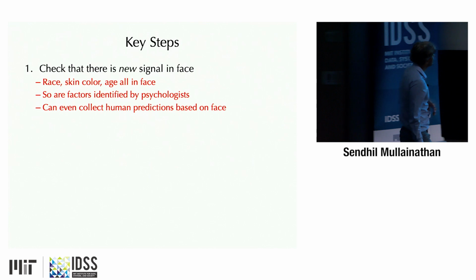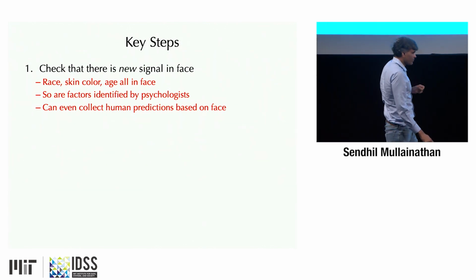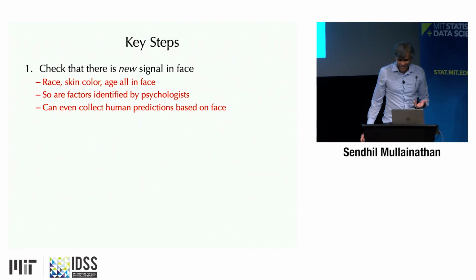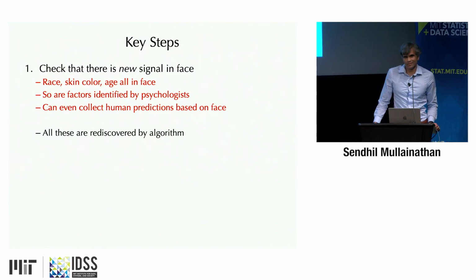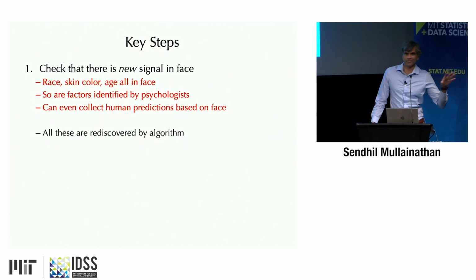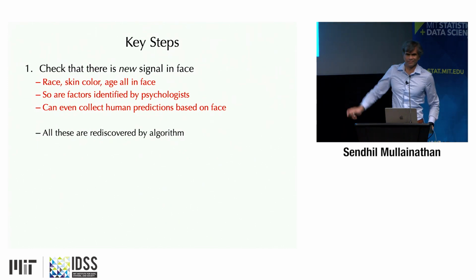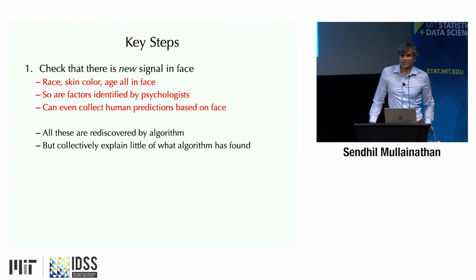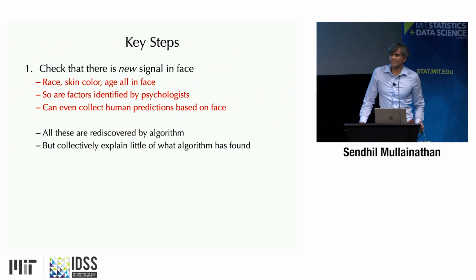2 things emerge when you do that. The first thing, which I truly found surprising, is that the algorithm rediscovers all of these. These independently have no more signal above and beyond what's in the algorithm, which is striking to me, because this is stuff we knew. It's context knowledge. But it also is the case that collectively they explain little of what the algorithm has found. So about 15 to 18% of the predictive signal in the face is explained by these things, which suggests there's a lot.